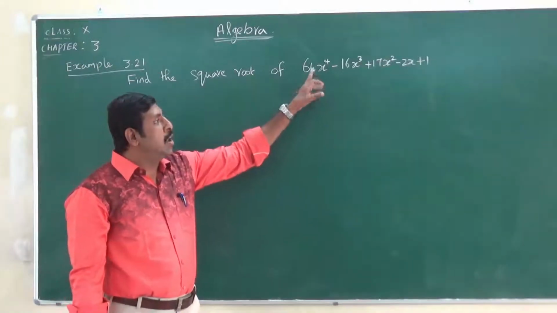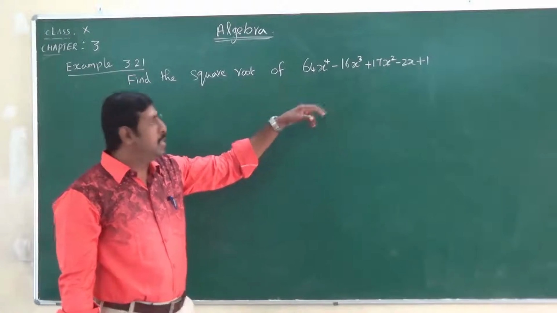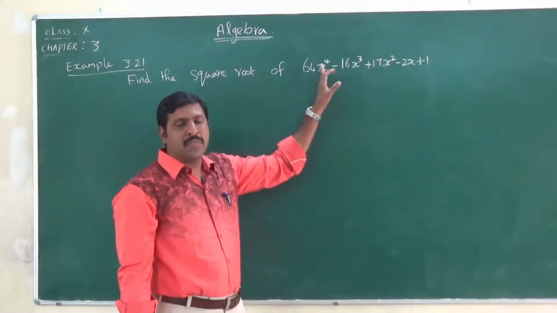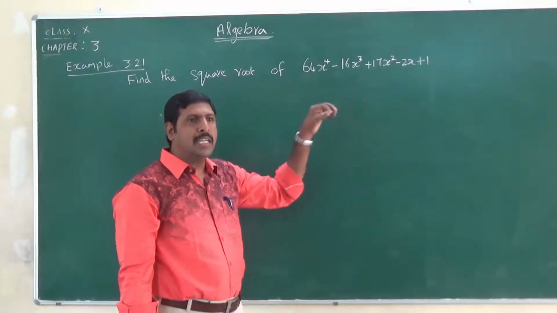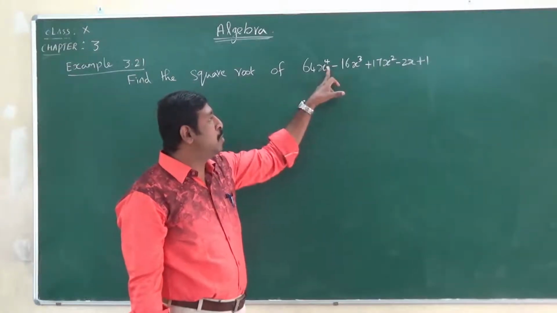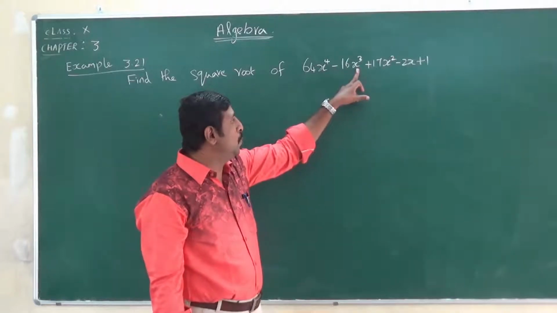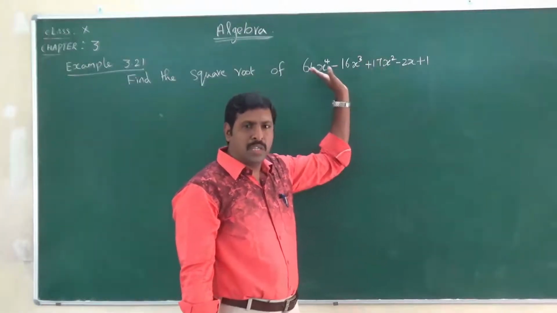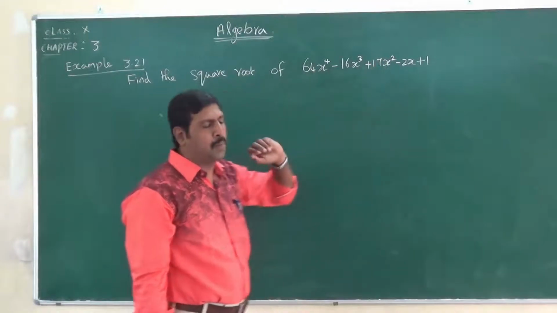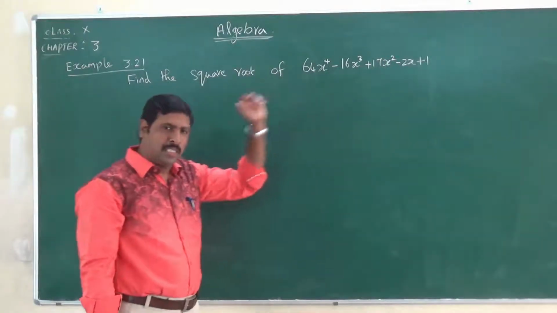How do we check the standard form? See the variables. The variables' powers should be either in ascending order or in descending order. Here we have x power 4, the next term is x cube, then x square, then x, and then the constant term. So the given expression is in the standard form. So directly we take the expression.